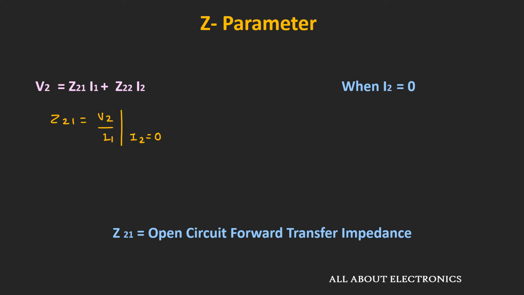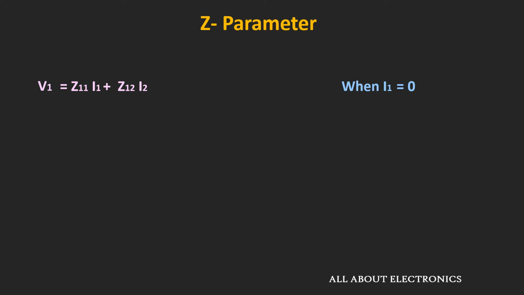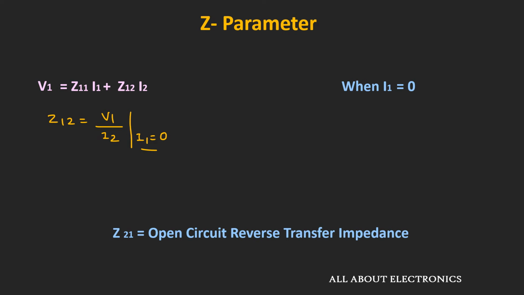Similarly, when port 1 is open, or when current I1 = 0, then from the first expression we can write Z12 = V1 / I2, and at that time current I1 = 0. So this parameter relates the input voltage with the output current when port 1 is open circuited. So this parameter is known as the open circuit reverse transfer impedance.